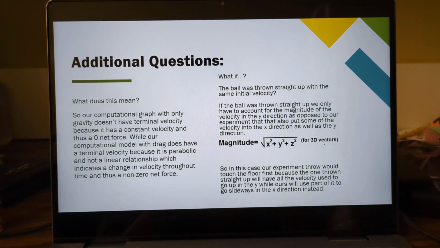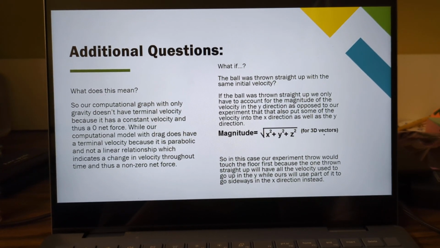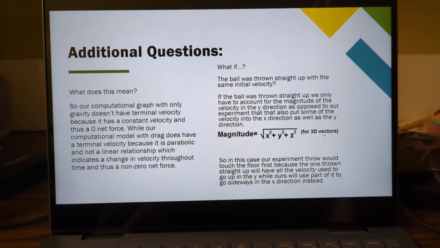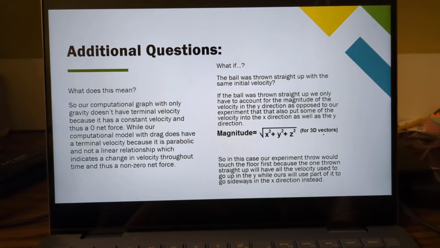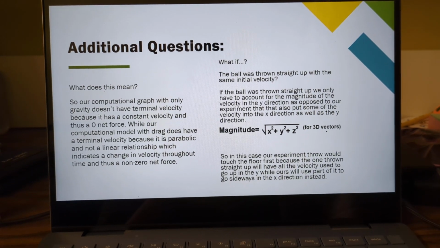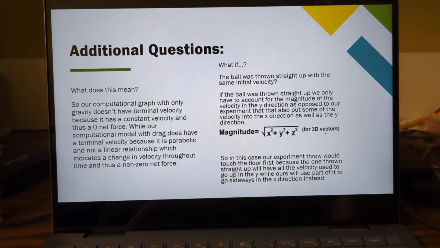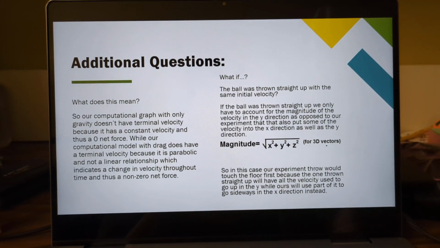So in this case, our experiment throw would touch the floor first because the one thrown straight up will have all the velocity used to go up in the y direction, while ours will use part of it to go sideways in the x direction instead, so it won't go as high in the y direction and thus won't have as far to travel back down.